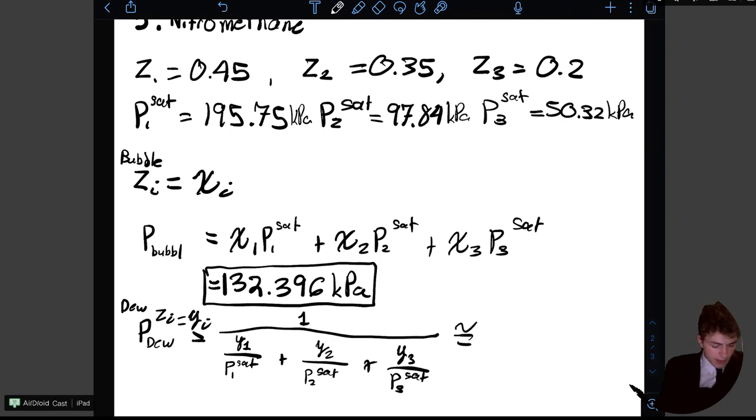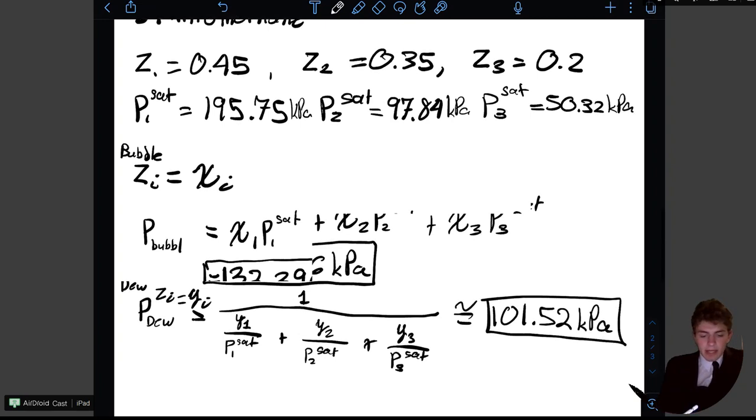0.45 over 195.75 plus we have 0.35 over 97.84 plus we have 0.2 over 50.32, which is going to give us approximately 101.52 kilopascals.